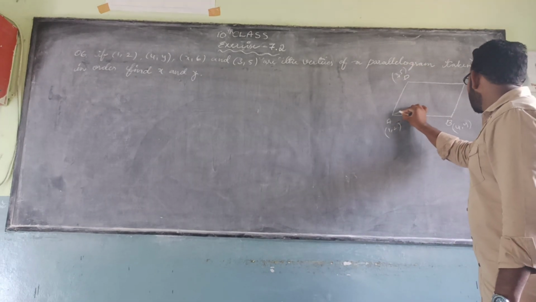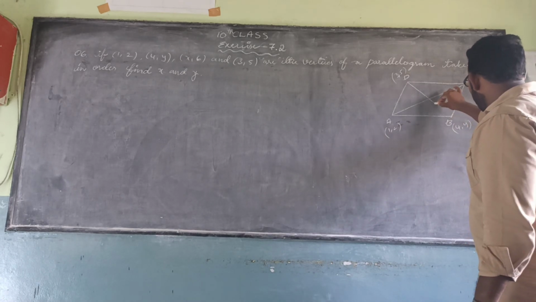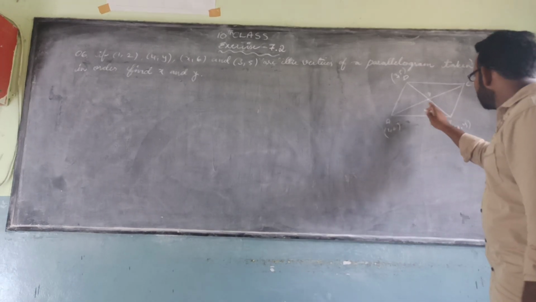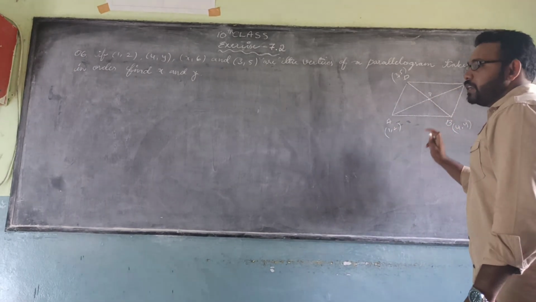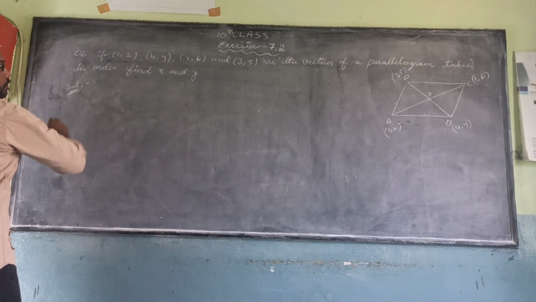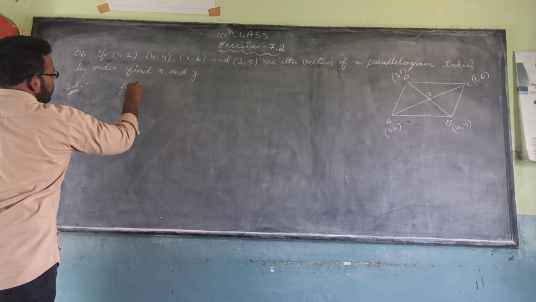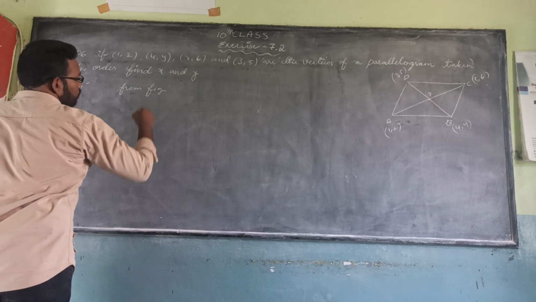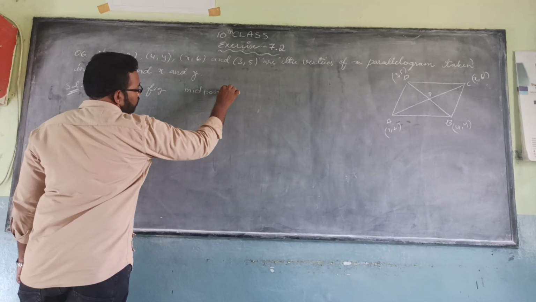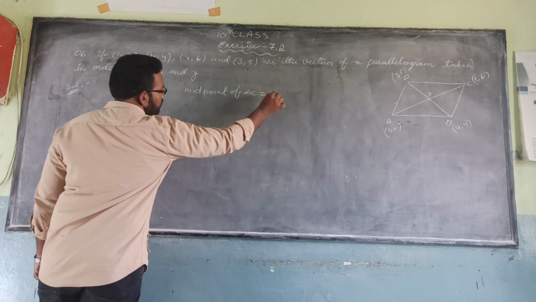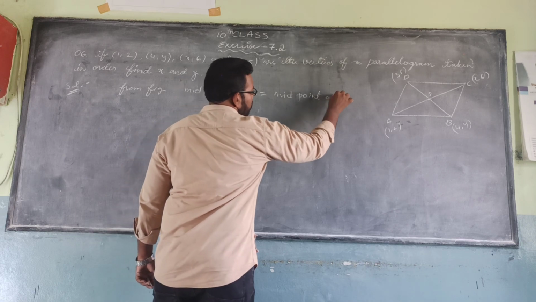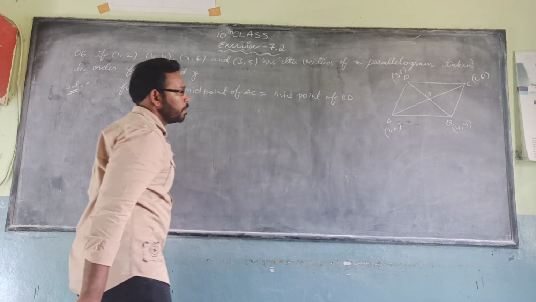Here it contains diagonals AC and BD. The point of intersection P is nothing but the midpoint of AC and the midpoint of BD. So, solution: from the figure, we know that the midpoint of AC is equal to the midpoint of BD.